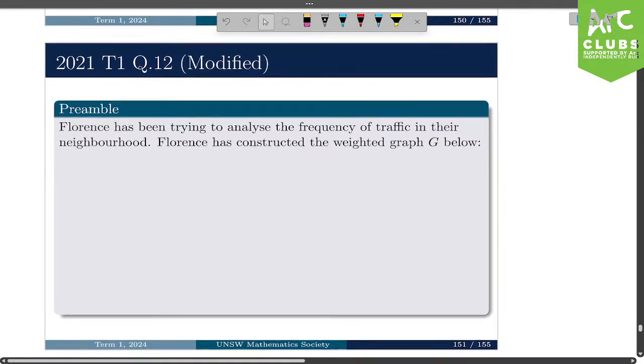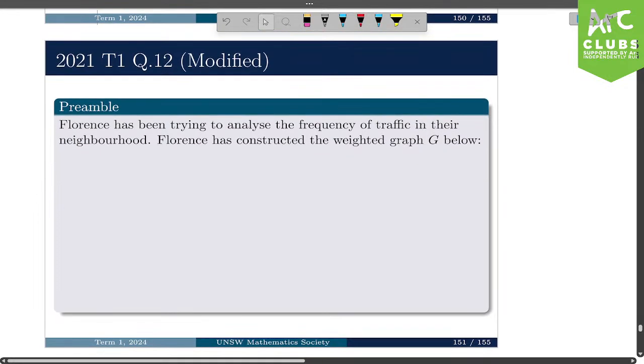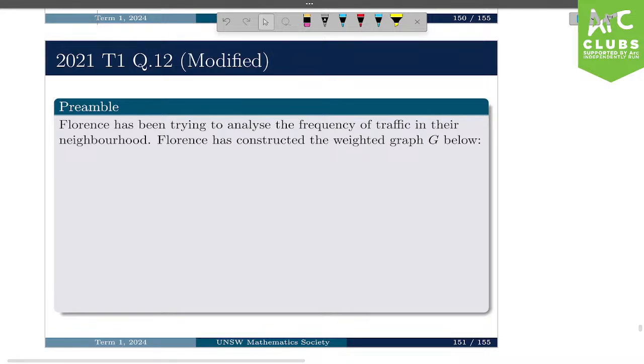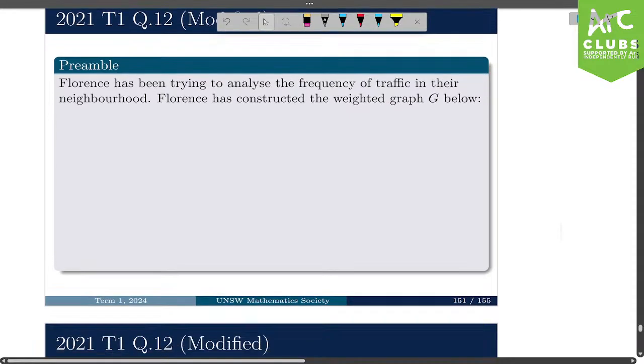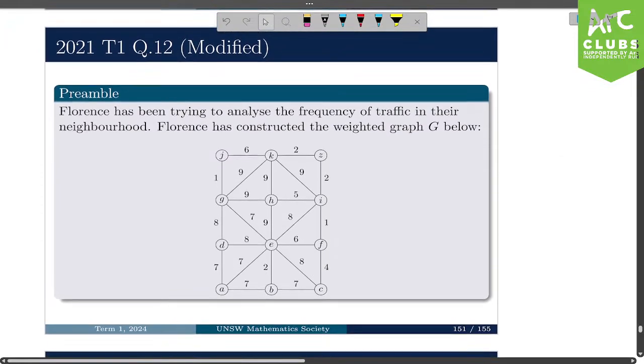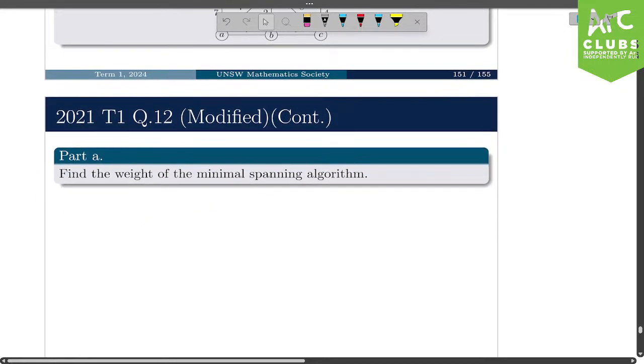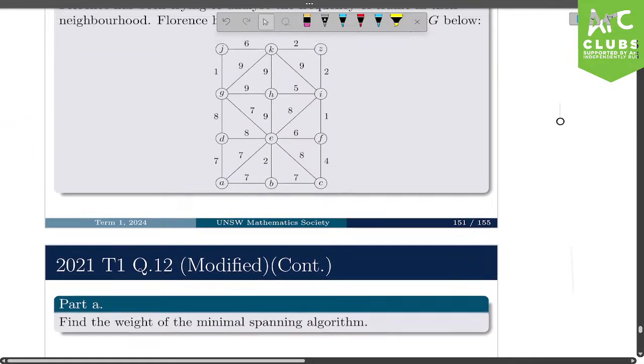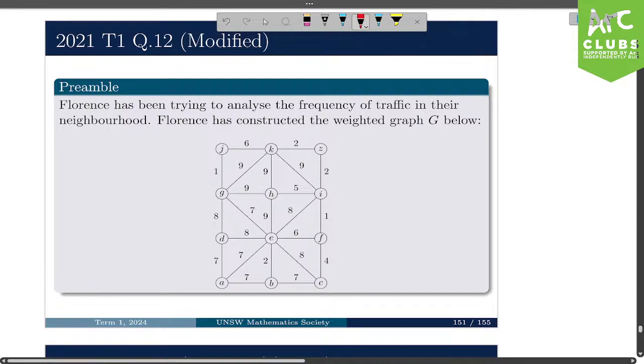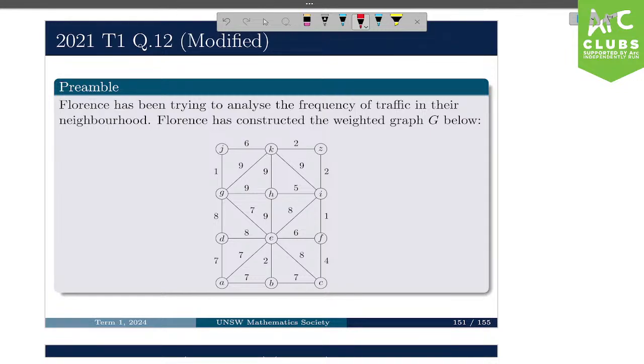Okay. Next question. Florence has been trying to analyze the frequency of traffic, and Florence has constructed the weighted graph G below. We want to find the weight of the minimum spanning tree generated by the algorithm. So now we're considering weighted graphs. This is slightly different to normal undirected graphs without weights. Weights are just a number on an edge. It's not too bad. So something like this has weight 6, that's 9, whatever.